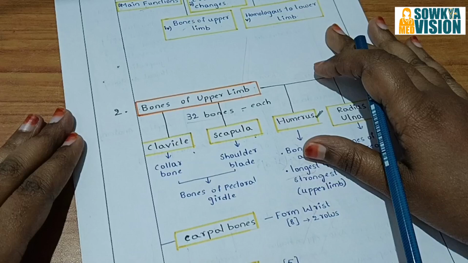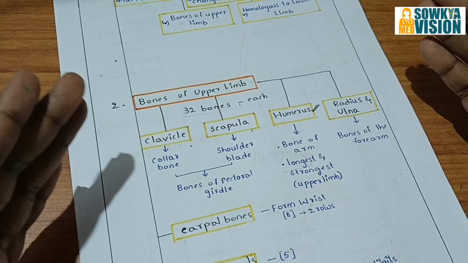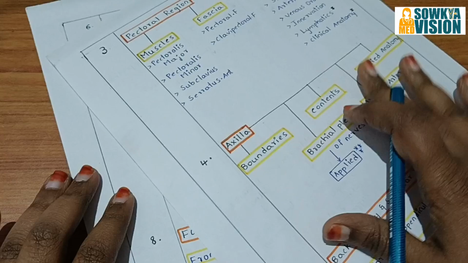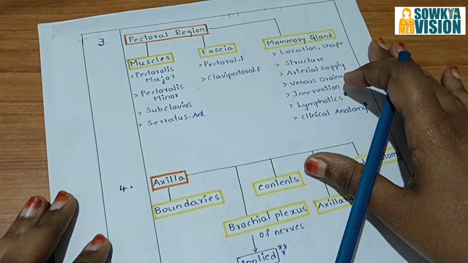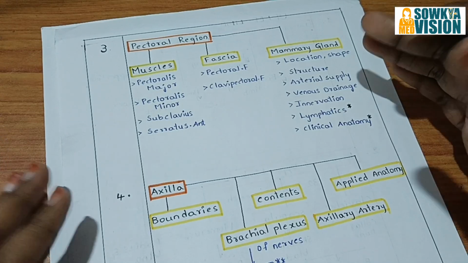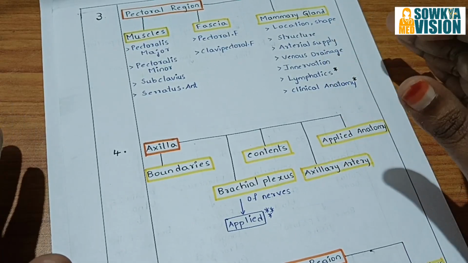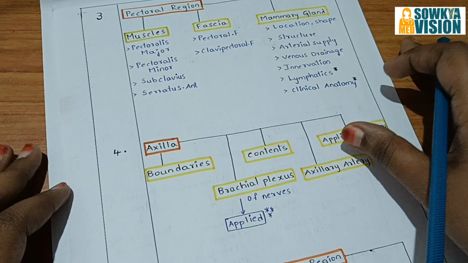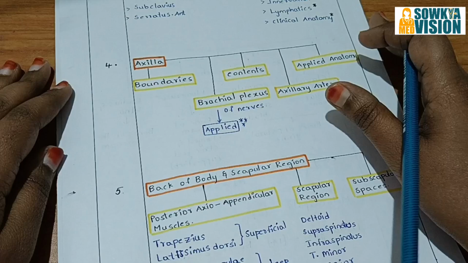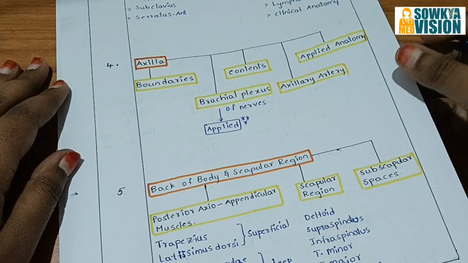Next, we are going to discuss bones of upper limb. How many bones are there? What are the bones involved in the different regions of upper limb? Then next, we are going to discuss the pectoral region, the main region in the chest. Then the axilla. We are going to discuss the complete boundaries, structures, and components of the axilla. Then we will discuss the back of the body and the scapular region and scapular, subscapular spaces.